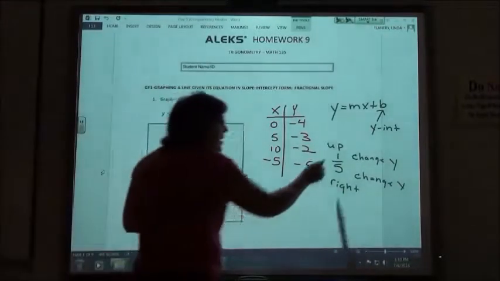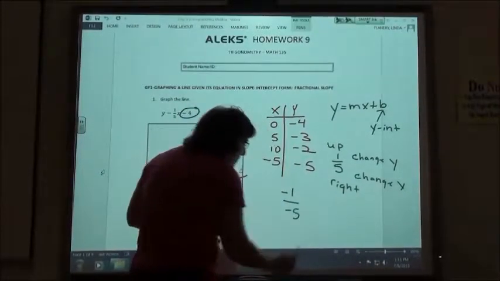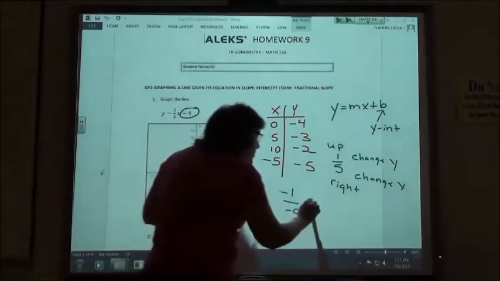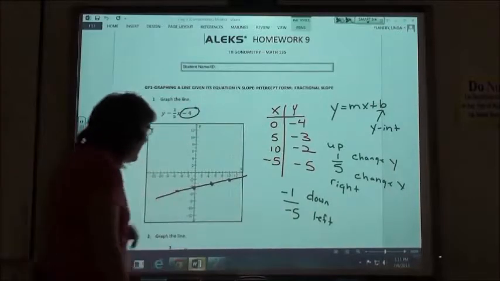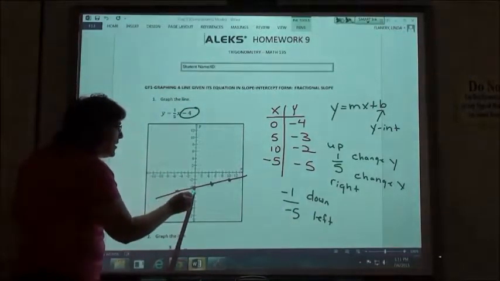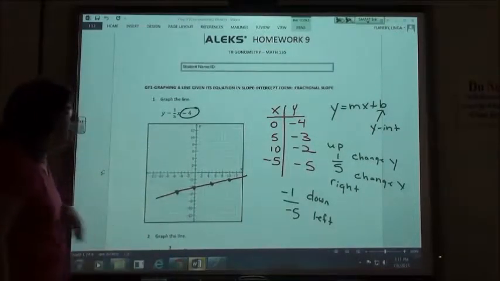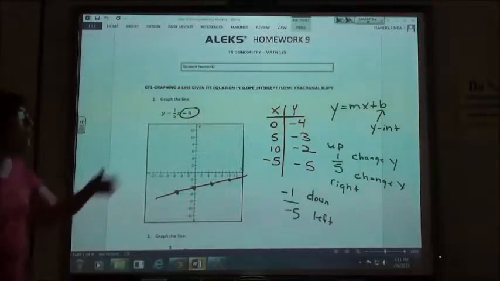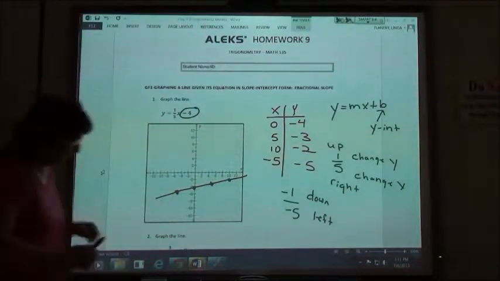Also keeping in mind that if I do have a positive slope, I could make it a negative over a negative, right? -1 over -5 is still positive 1/5, which means I would go down and to the left, since they're both negative. So if I was here and I went down 1 and to the left 5, sure enough, you can see I hit all those same points that I had in my table, and it's probably a whole lot quicker than making the table. So I prefer that second method, but if you want to make a table and plot points, you can.